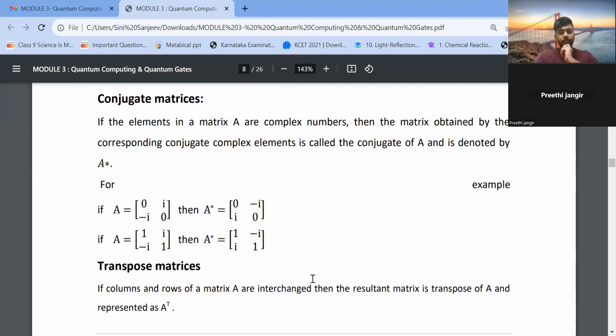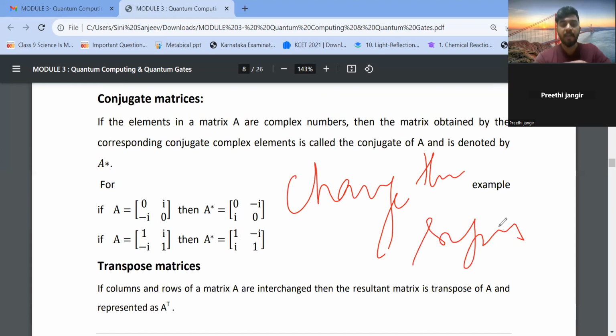Conjugate matrix. Conjugate matrix in the sense, if A is 0, i and minus i, 0, then A star is 0, minus i, 0. In the sense, conjugate means I'm just changing the signs. I'll write down here, change the signs. Minus will become plus and plus will become minus. That's all. Change the signs.